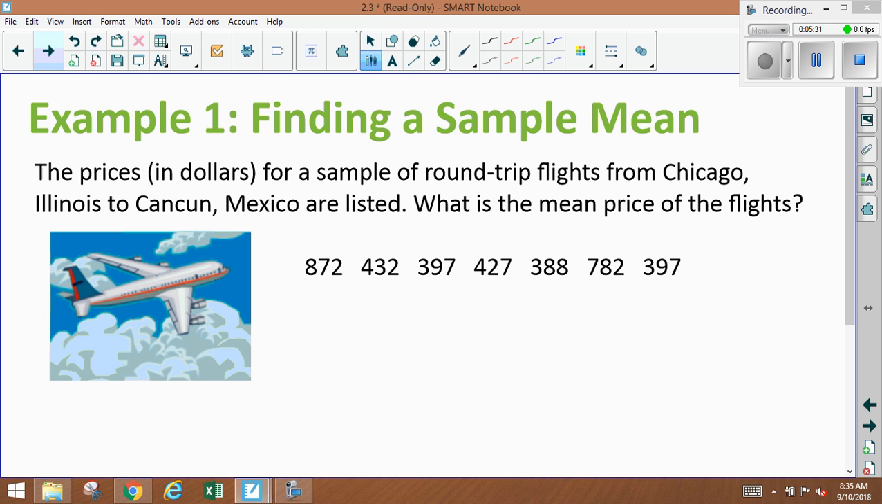Hey, let's find the mean. So this is a sample mean. It's not every single flight from Chicago to Cancun. And this is the word that tells us. So which symbol are we going to use? Will we use mu or will we use x bar? X bar. We're going to use x bar. All right.